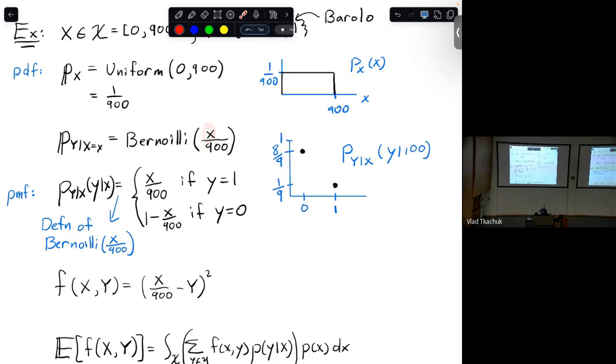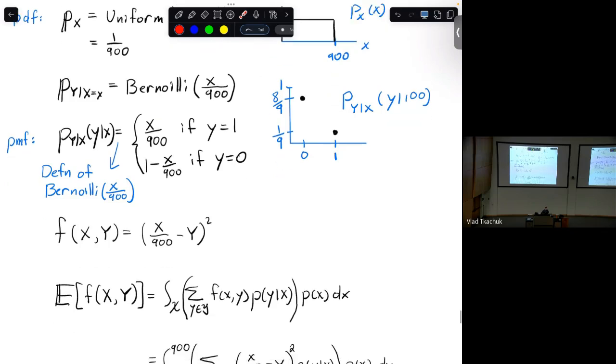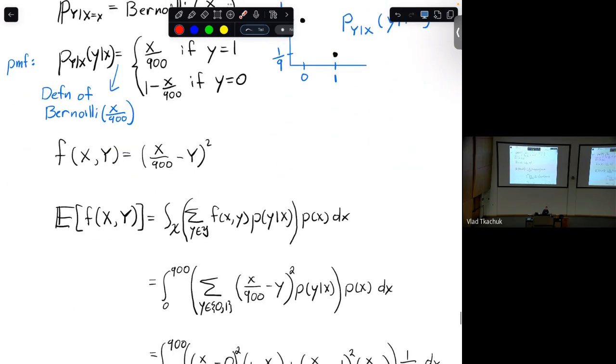So what does that look like? Remember, for a Bernoulli distribution, this parameter tells you the probability of getting 1. Explicitly, this means the probability of getting a label of 1, meaning a Barolo wine, is x over 900. That's to be interpreted as: as x increases, as the amount of chemical increases, the probability of getting a Barolo wine also increases. That's the relationship between the features and the labels. Now, because we didn't learn about losses yet, I just wrote this as a general function.